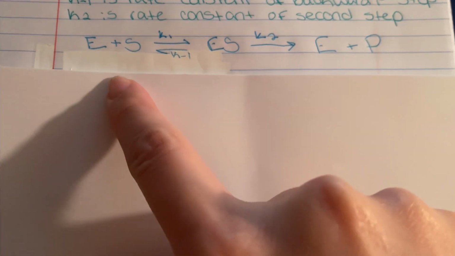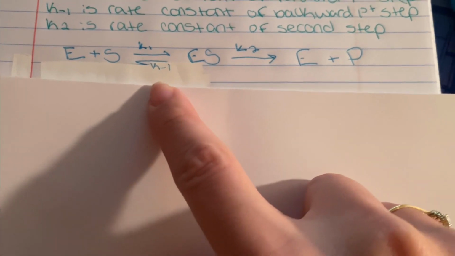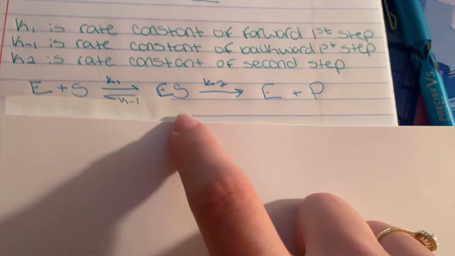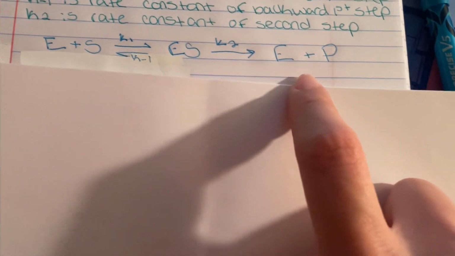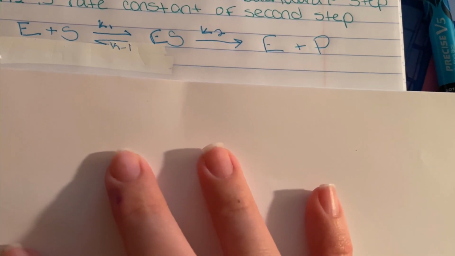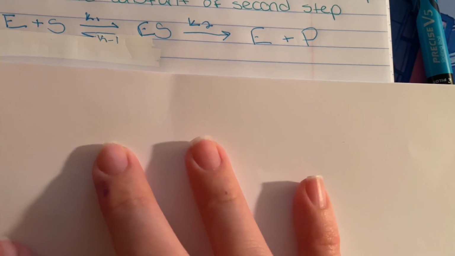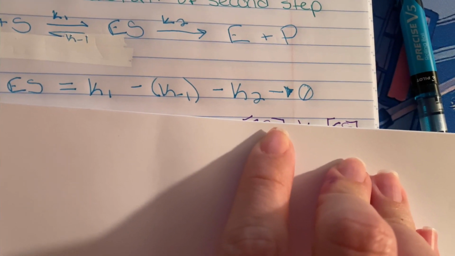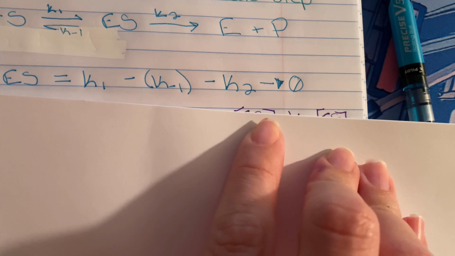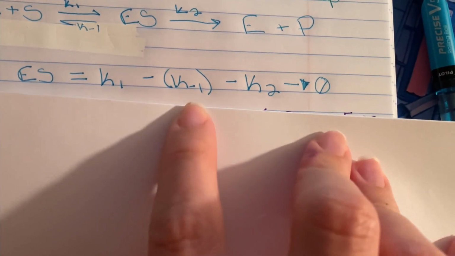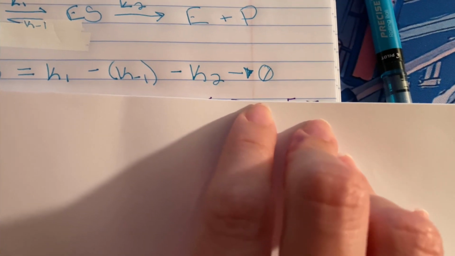Okay, so as you see here, enzyme plus substrate is going to react and create the enzyme substrate complex, which is then going to react and create the enzyme plus the product. Now, the change in the enzyme substrate complex is equal to the sum of all reactions increasing and decreasing its concentration, right? So as you see here, the enzyme substrate equals K1 minus K negative 1 minus K2, which is equal to 0.